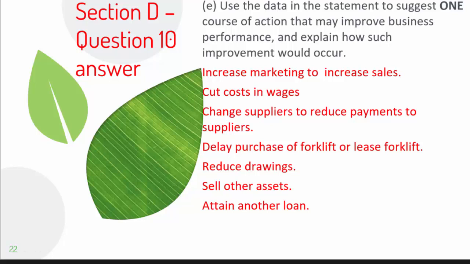In relation to the other outflow, purchase of a forklift, maybe we can delay that till we've generated some more cash, or indeed lease it. Another obvious thing to do from the financing section is to reduce drawings. You could also sell other assets, and another valid strategy is to attain another loan, but you don't want to do that every day, because our payment of other operating expenses, which may include interest payments, is going to get higher if we get another loan.